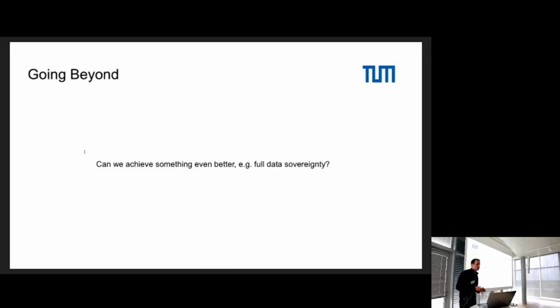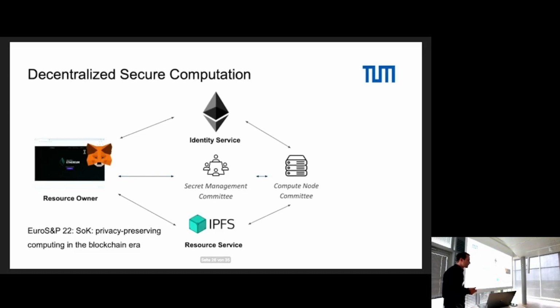Is that enough, or can we go even further? And the answer is yes, we can, by using secure computation. The idea is that you never give access to your data, but instead give access to the computation result on your data. And if the computation happens in a secure way, this means that the output of the computation does not reveal anything of the inputs that went into the computation.